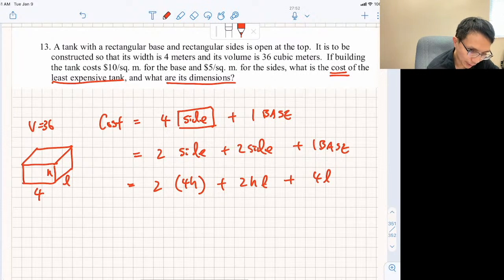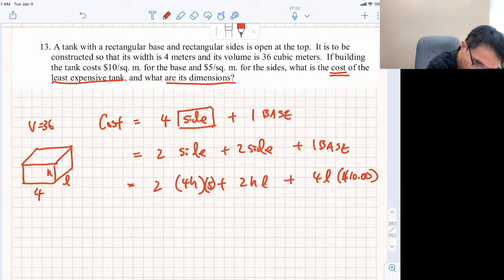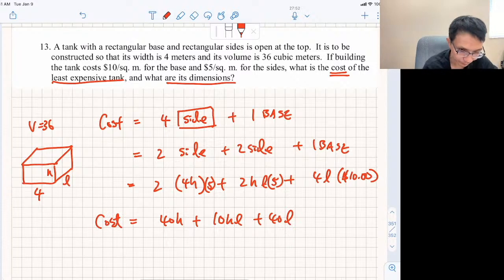Now remember, each one costs a different price. The base is going to cost $10 per unit area and all the sides cost $5. So that's equal to 2 times 4, which is 8, and 8 times 5 is 40H, plus 10HL, plus 40L, equal to the cost. This is the cost, sorry.